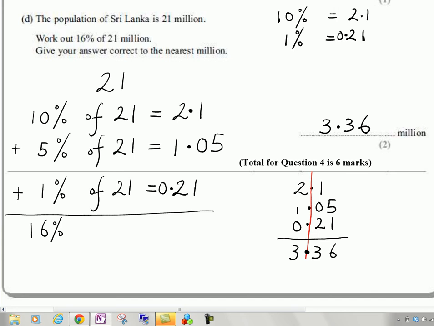And since the answer you're looking for is 16%, all you needed to do is write it out 5 more times to make it 16. And then add it all together, and that would have given you 3.36 as well.